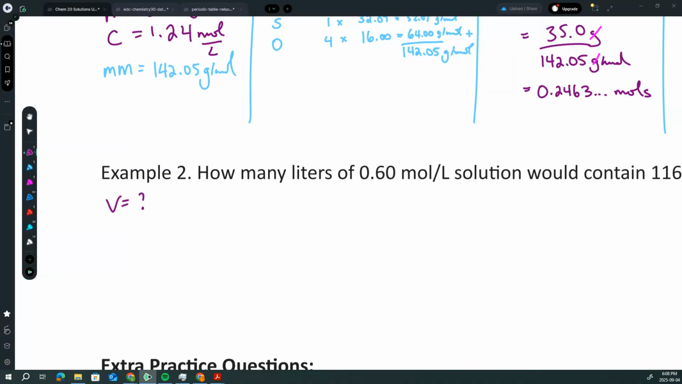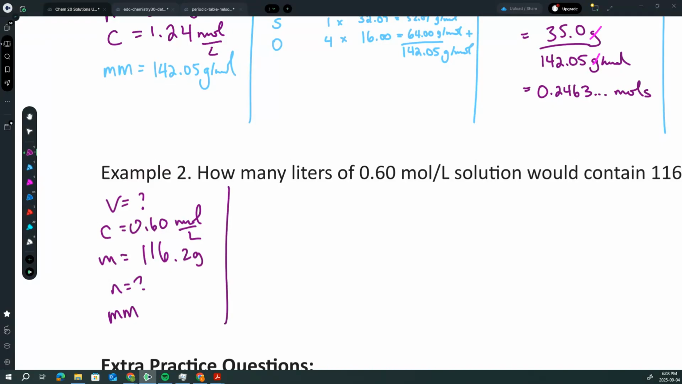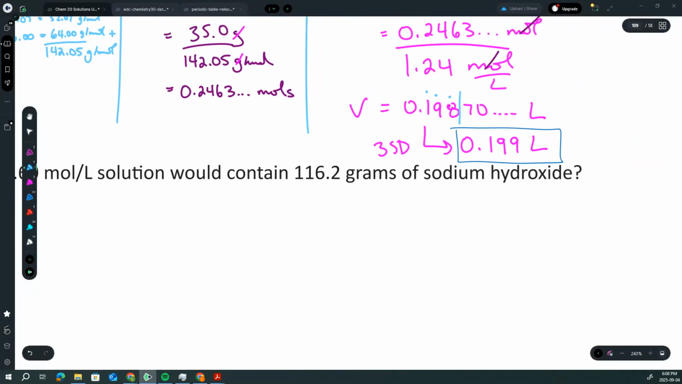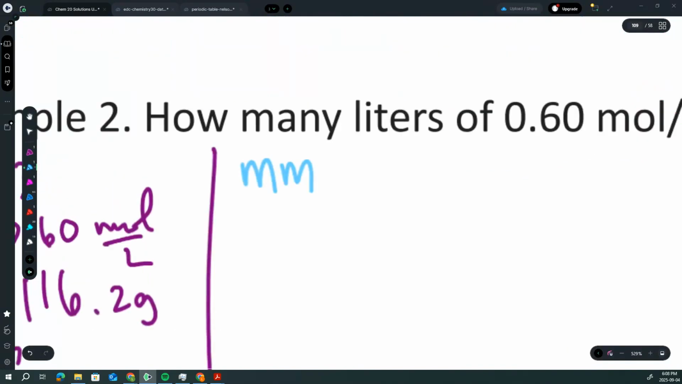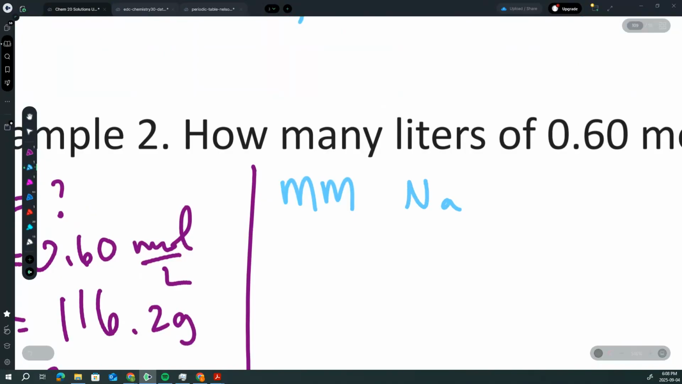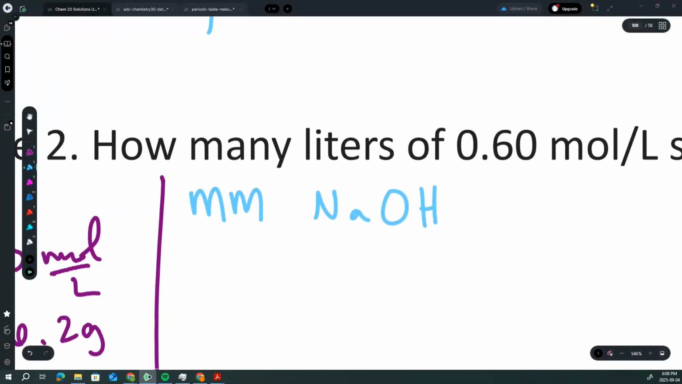So volume we don't know. Concentration 0.60, mass, that's 116.2, moles, no clue, molar mass, we're going to figure it out. So molar mass of sodium hydroxide. So sodium hydroxide is that.